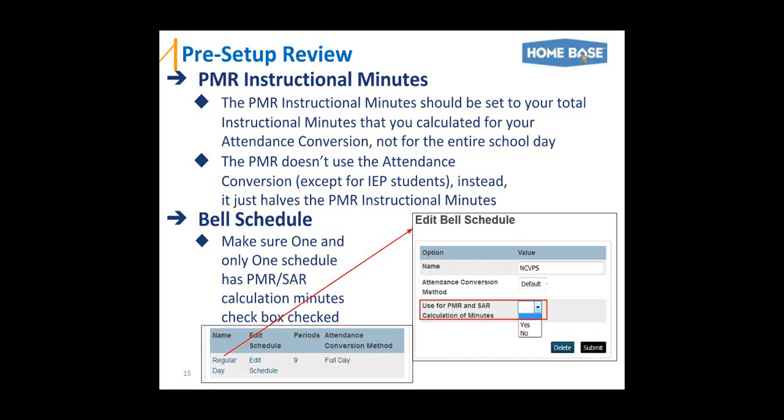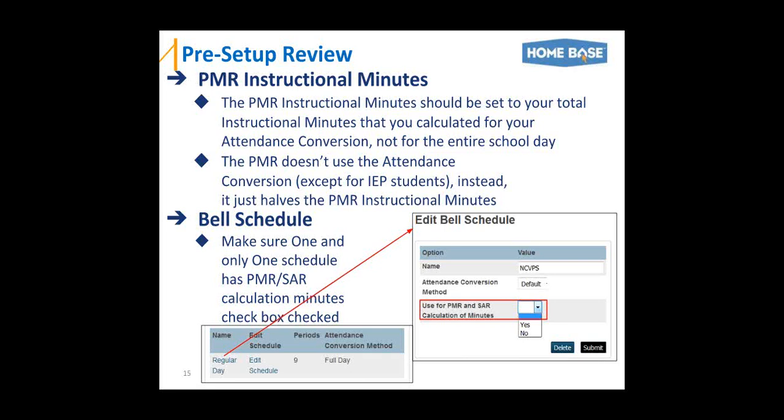Okay, so PMR stuff. We have found some issues in the recent past, so I definitely want to make sure we go over this. So your PMR instructional minutes have to be set so that we are calculating attendance correctly. So when we are doing this, the PMR instructional minutes are set differently. It is calculated for the attendance conversion, but not the entire school day. So the PMR doesn't look at the attendance conversion. Instead, it just takes half of the PMR instructional minutes.